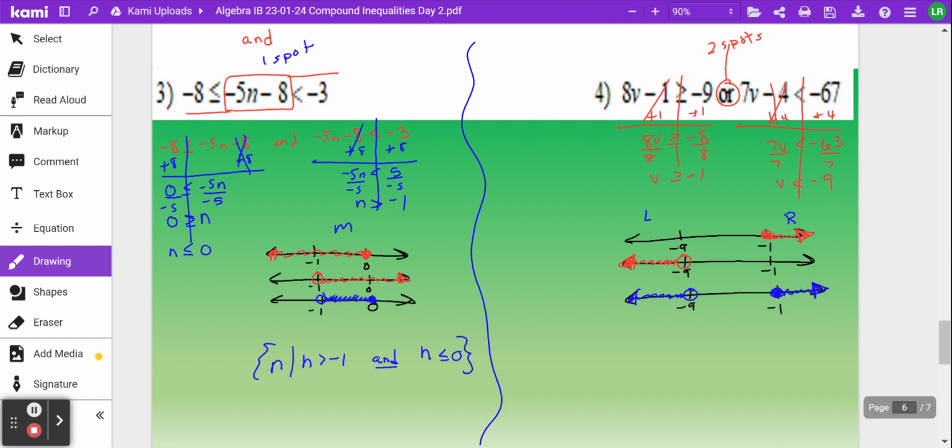And now I can write my final answer. I should talk about the -9 first. So b such that b is less than -9, or, if you use the word or, b is greater than or equal to -1. Okay?